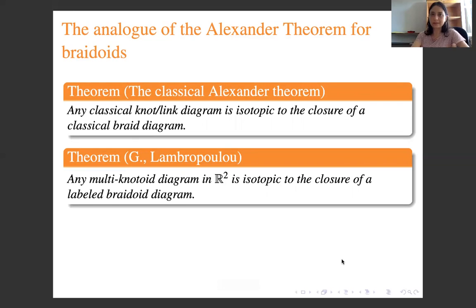So the classical Alexander theorem states that any classical knot or link diagram is isotopic to the closure of a classical braid diagram. And we have shown that any multi-knotoid diagram in the plane is isotopic to the closure of a labeled braidoid diagram. So we gave an analogous Alexander theorem for labeled braidoid diagrams by constructing some algorithms to turn a given multi-knotoid diagram into a labeled braidoid diagram.